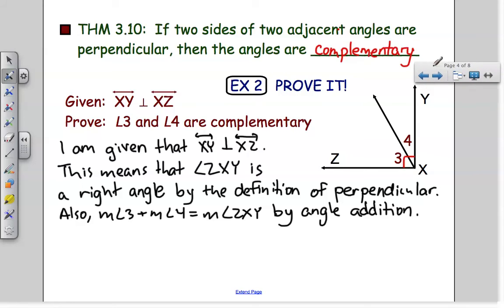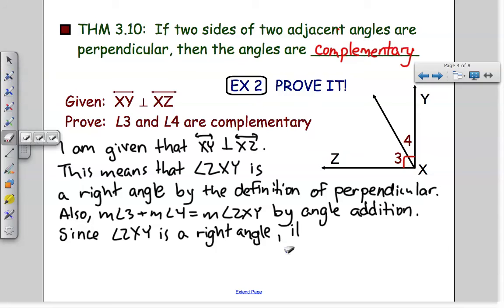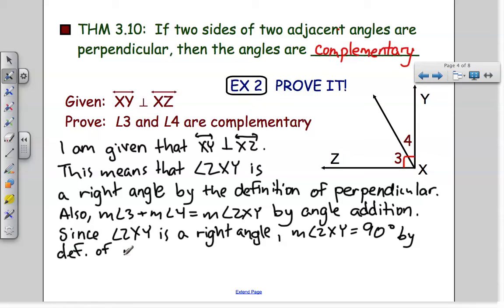Angle addition. And then since angle ZXY is a right angle, what do I know that it measures? 90 degrees. Oops. I can actually abbreviate. I was going to write out it measures, but I can just say the measure of angle ZXY equals 90 degrees. Oh, and that would be by definition of right angle. Because a right angle does measure 90 degrees.